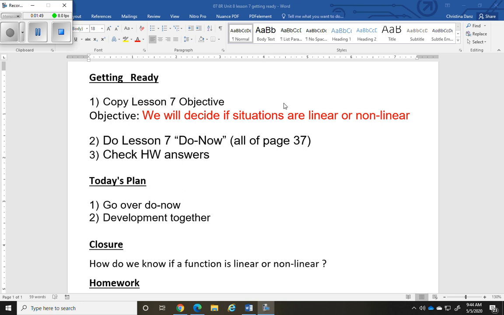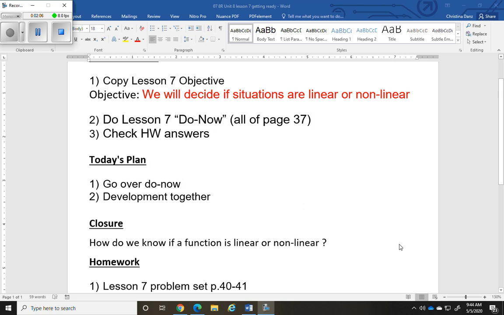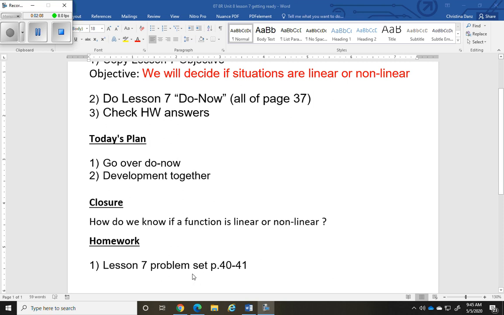It'd be great if maybe you gave it a shot before you watched me do it. And of course, you'll be checking your answers from the previous lesson. I will be doing the do now and the development with you. At the end of this lesson, we'll be able to see if a function's linear or nonlinear given a situation. And your homework really is the problem set, which is on pages 40 and 41.